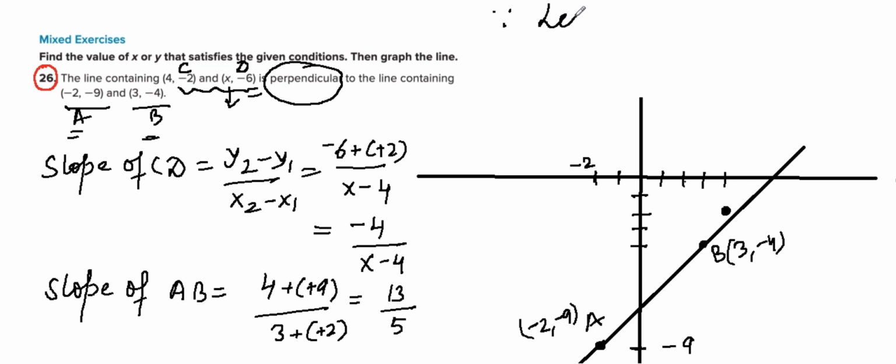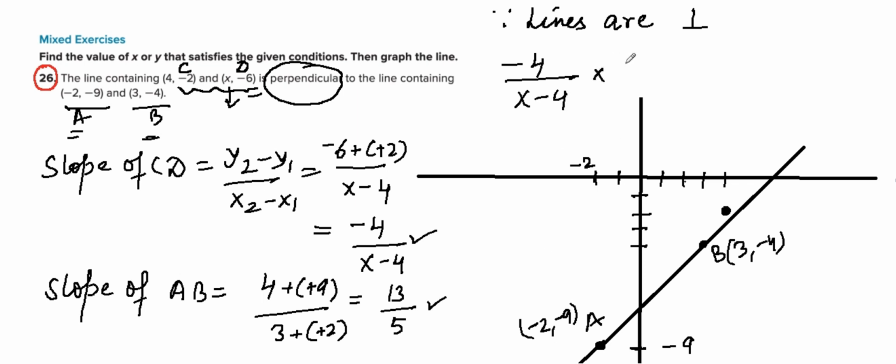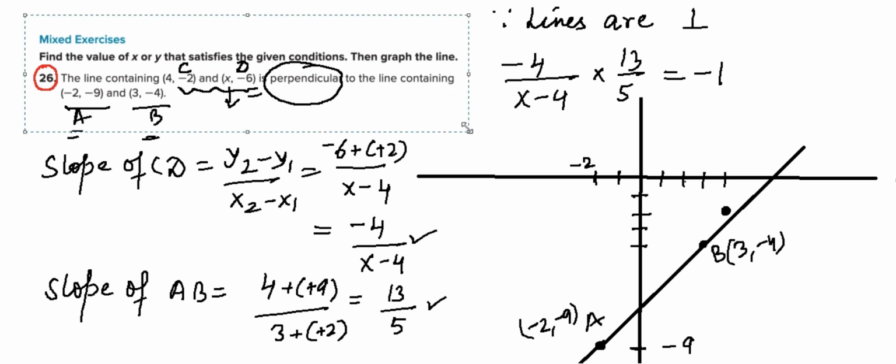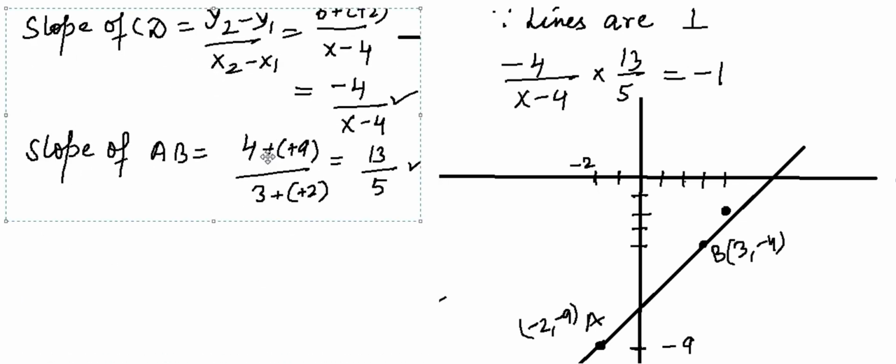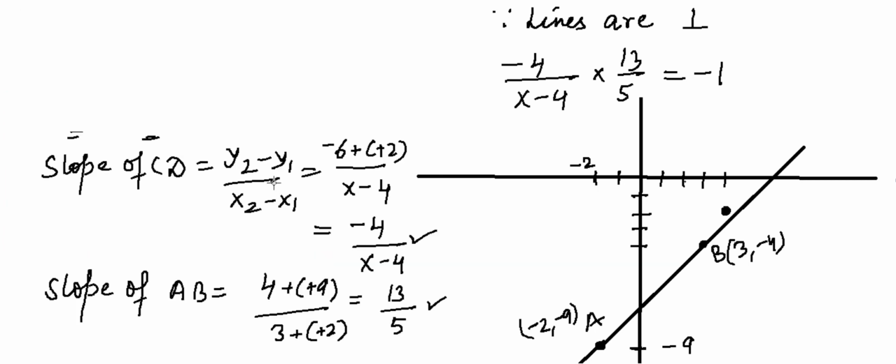because the lines are perpendicular, this slope multiplied by this slope, the product of the slopes should be equal to minus 1. This is the condition. So from here we will solve it and we will get x. Let me take this a little bit up. You can pause the video later to see the steps. So we will solve it.